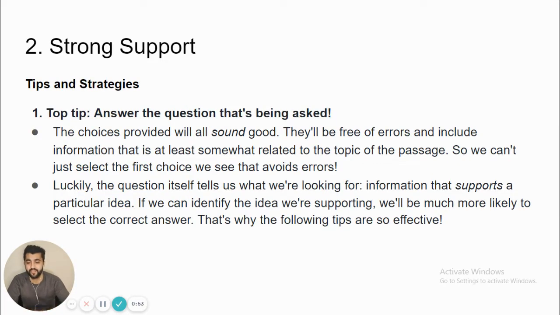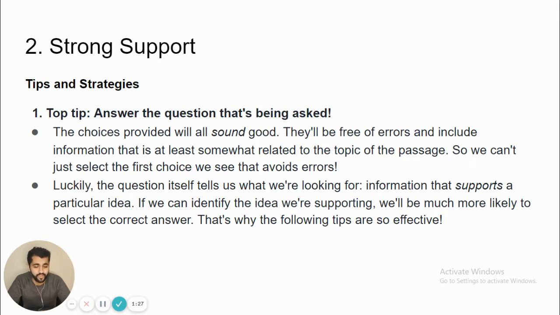Right, so let's look at the tips. Number one, answer the question that is being asked. The choices provided will all sound good. They'll be free of errors and include information that is at least somewhat related to the topic of the passage. So we can't just select the first choice that we see that avoids errors. Luckily, the question itself tells us what we're looking for: information that supports a particular idea. If we can identify the idea that we're supporting, we will be much more likely to select the correct answer.